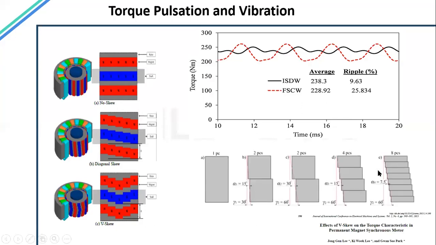They are typically measured in this alpha you have seen here. These are the different skews. You can see, say, 8 piece, 4 piece. These magnets are arranged in different slices here.